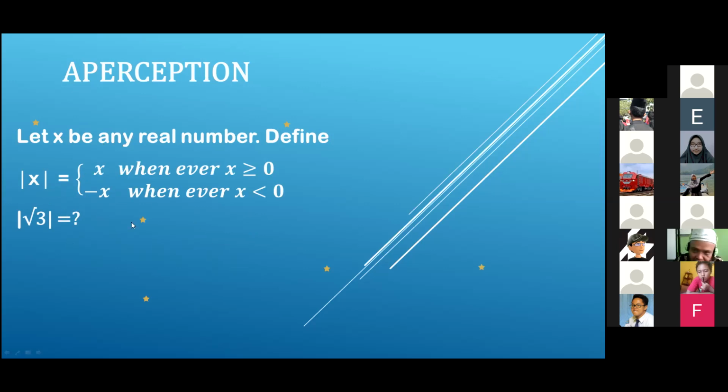So based on this definition, can you tell me the absolute value of square root 3? Square root 3. Why?